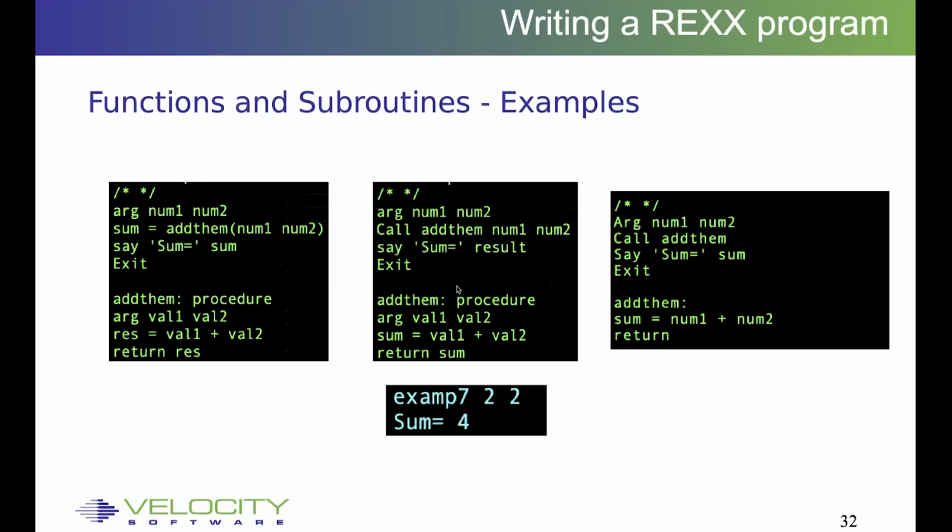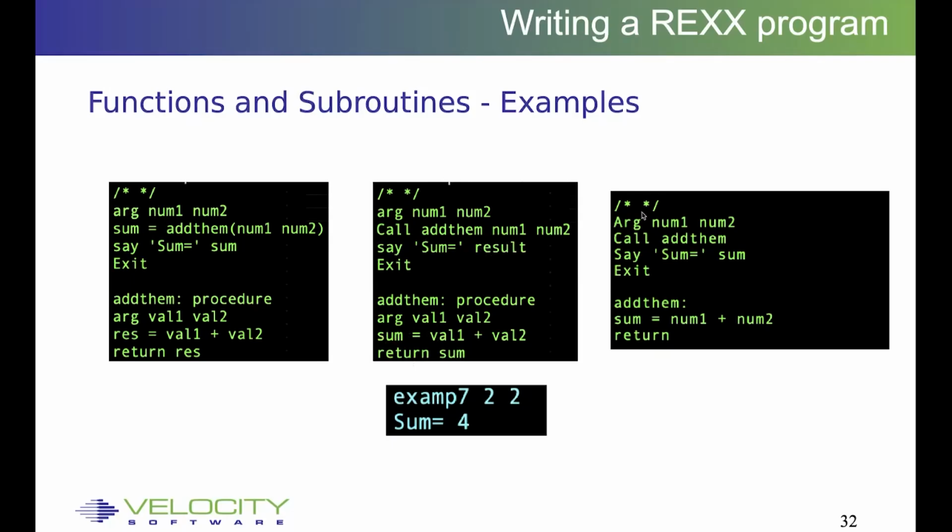The subroutine in this case works very similarly, and the sum is calculated here in the subroutine, and we're going to return the value sum. Now, in a subroutine, the value that is returned is always in a variable called result in the caller. That's why we're displaying result instead of sum.